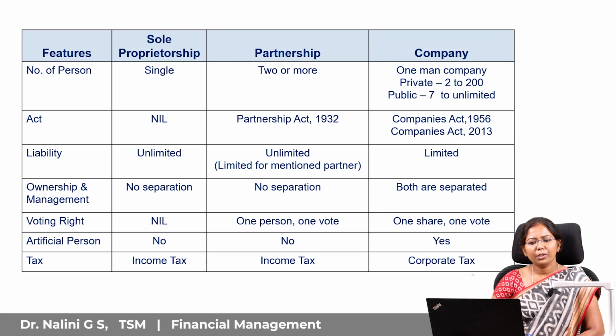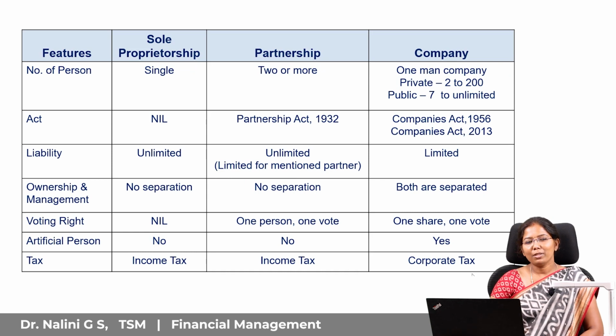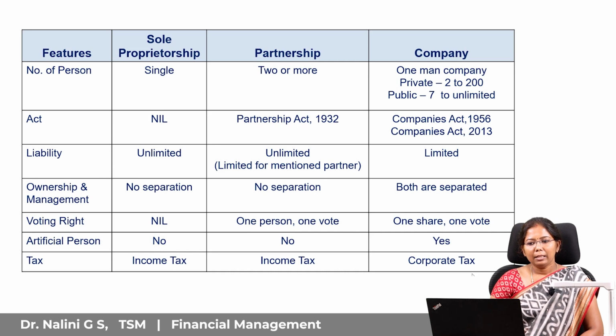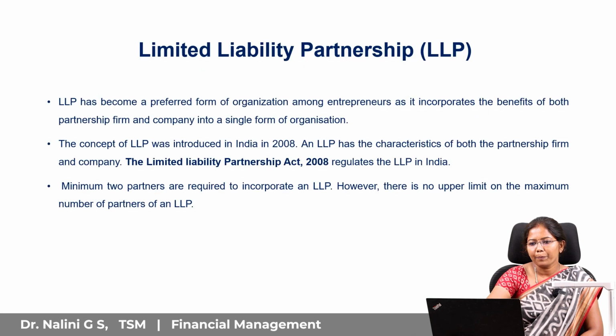Voting right, sole proprietorship, there is no voting required. Partnership, 1 person, 1 vote. Company, 1 share, 1 vote. Company is an artificial person, whereas these two are not. And tax, company pays corporate tax, whereas sole proprietorship and partnership pay income tax. The profits, the gains will be added to their personal income, and they will have to pay income tax.